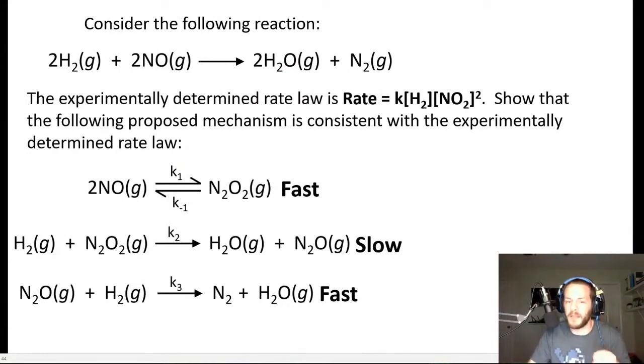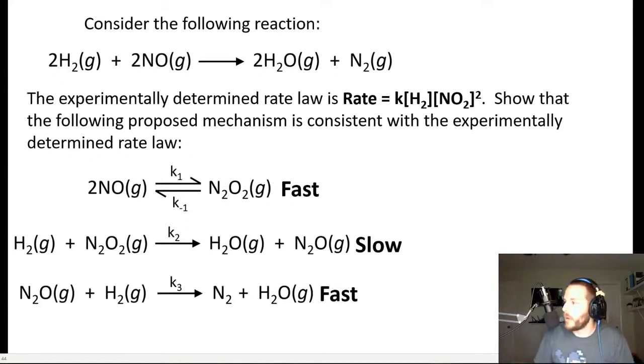Now, what if we had a mechanism in which the first step was fast, and the rate limiting step appeared somewhere else within the mechanism, either the second or third or fourth step? If the first step is fast and the rate limiting step is some other step, how would we determine the rate law predicted by the mechanism for that type of mechanism?